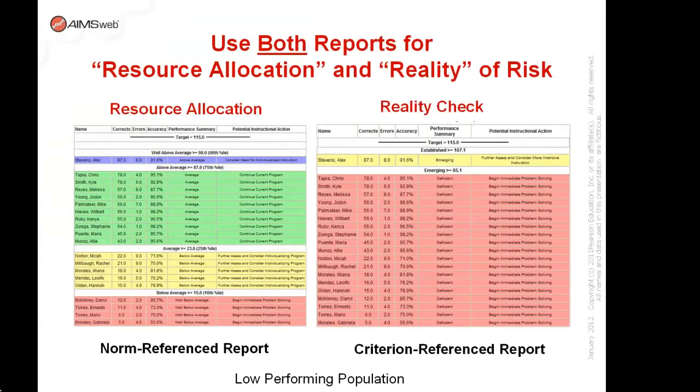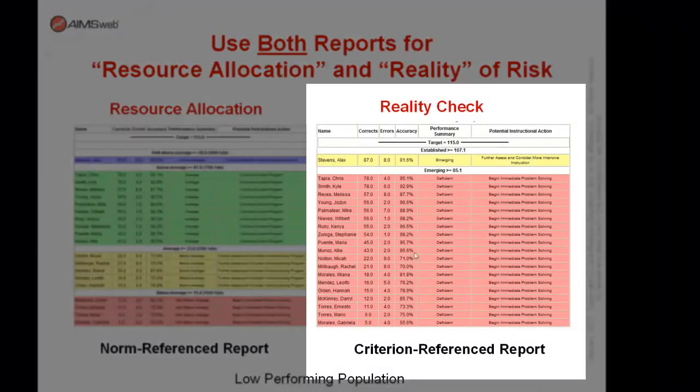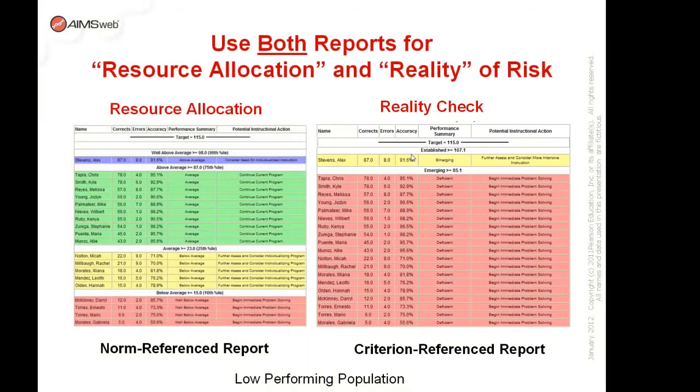In some low-performing environments, you may see that on your reality check or your Criterion-Referenced report that most or all students may be below the target and show up in red or yellow. This is an extreme example on the right. Without fully understanding how to use AIMSweb, some may interpret this report on the right to be that most everybody needs Tier 2 or Tier 3 or intensive progress monitoring, when in fact that may not be the case.